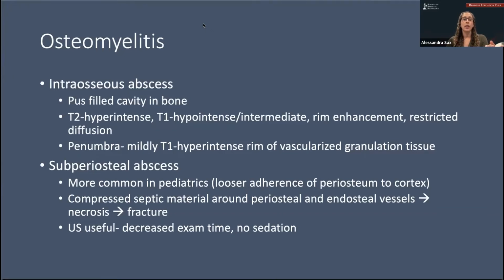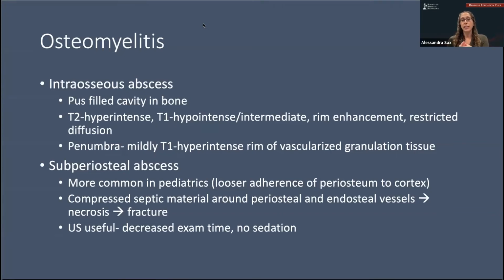And then, as we saw in the kid with the sequestrum, he also had a subperiosteal abscess. So this is actually more common in pediatric patients because there's a much looser adherence of the periosteum to the bony cortex, and this septic material compresses the endosteal vessels and causes necrosis, and then they can fracture.